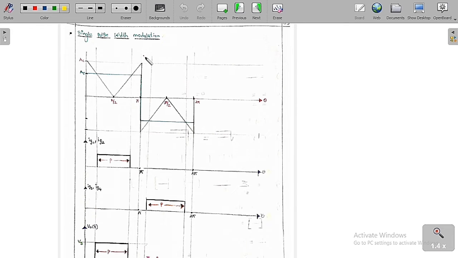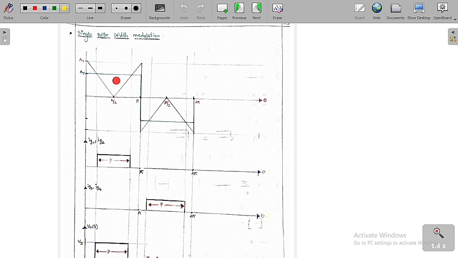I have already told you that the reference signal we are going to use here is a square wave, whereas for the carrier signal we are going to use a triangular waveform. So this is called the carrier signal, which is triangular in nature, whereas the reference signal is a square wave. This is the signal that we are going to use here.